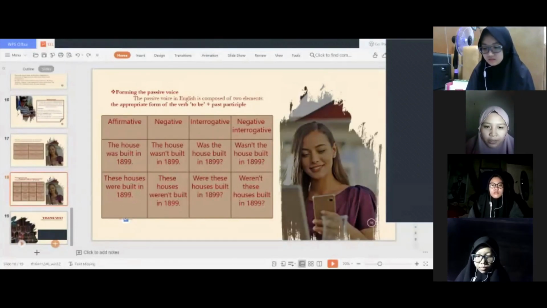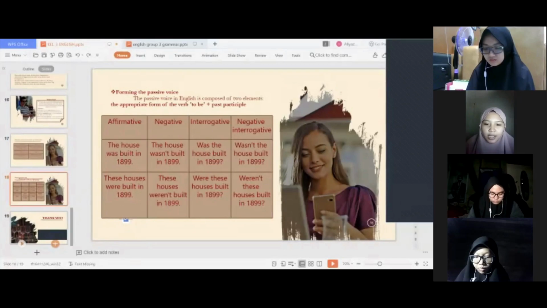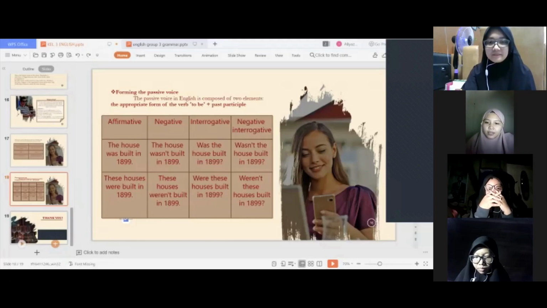Terus afirmatif yang kedua, these houses were built in 1899. Untuk kalimat negatifnya, these houses weren't built in 1899. Interrogatifnya, were these houses built in 1899? Dan negatif interrogatifnya, weren't these houses built in 1899?